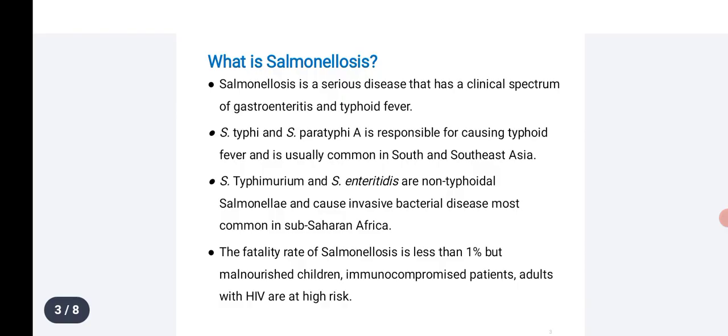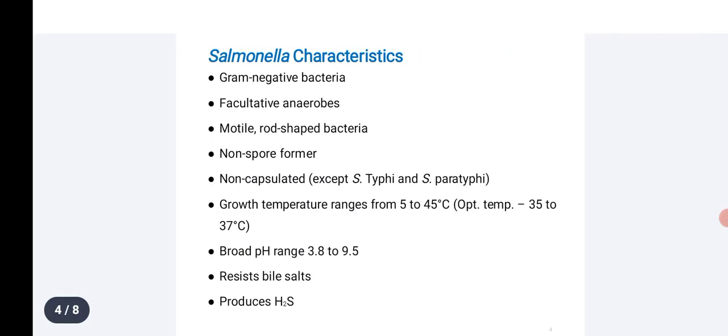Salmonella typhimurium and Salmonella enteritidis, or non-typhoidal Salmonella, cause invasive bacterial diseases mostly common in sub-Saharan Africa. The fatality rate of salmonellosis is less than 1%, but malnourished children, immunocompromised patients, and adults with HIV are at high risk. So next are some of the characteristics of Salmonella.